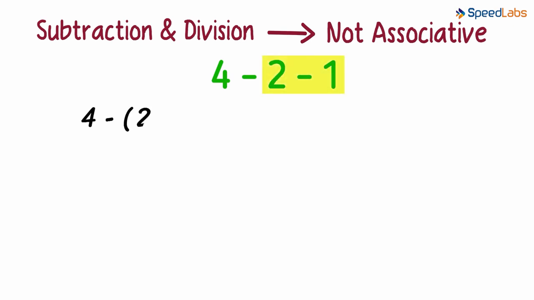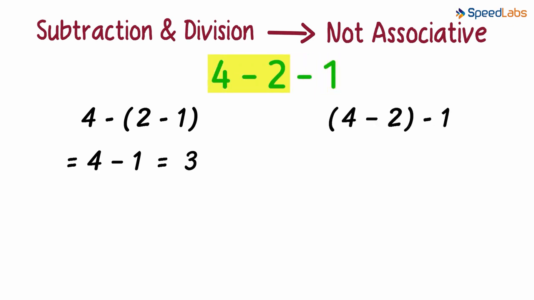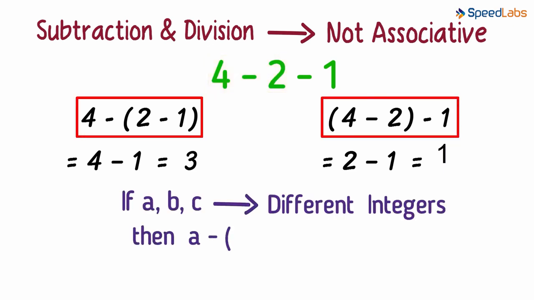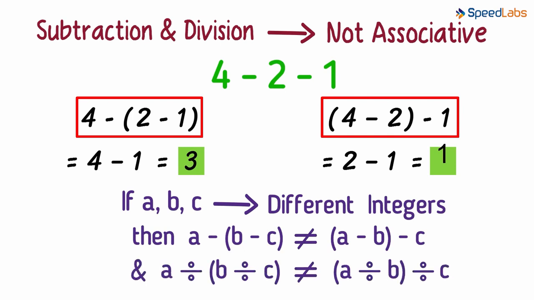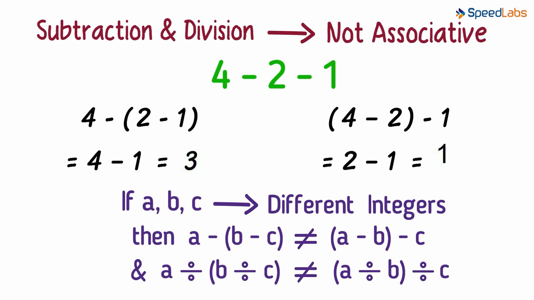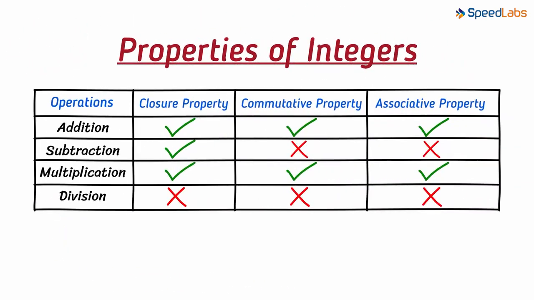If the last two terms are grouped, then we get the answer as 3. But if the first two terms are grouped, then we get the answer as 1. We can see that as we change the grouping of integers, the result also changes. So is the case with division of integers. Here's the summary of our discussion based on all the three properties of integers. Have a look at them.